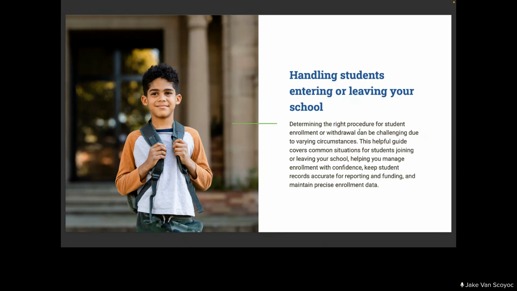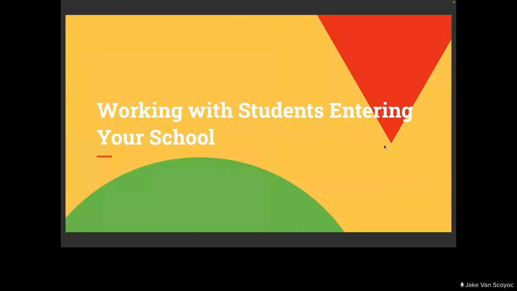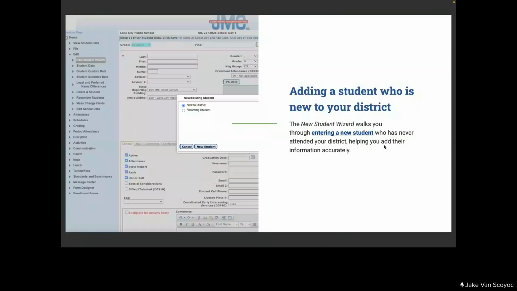So determining the right procedure for student enrollment or withdrawal can be challenging due to varying circumstances. This helpful guide covers common situations for students joining or leaving your school, helping you manage enrollment with confidence, keep student records accurate for reporting and funding, and maintain precise enrollment data. So this section, working with students entering your school, starts with the most basic. I've got a student that I need to add to my district. They're brand new to my district. How do I do so?